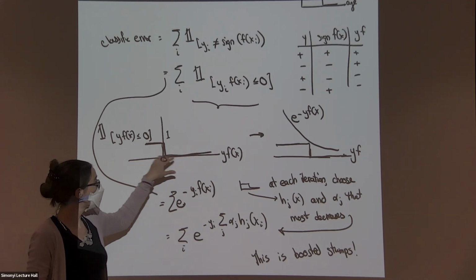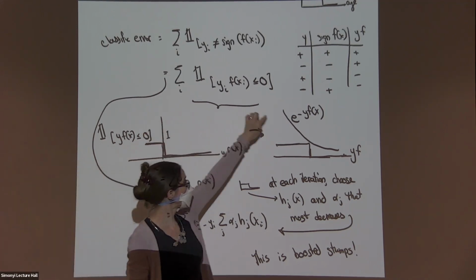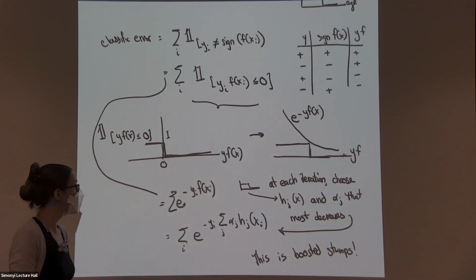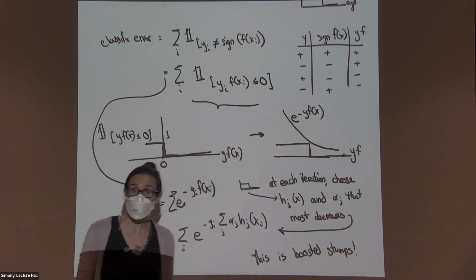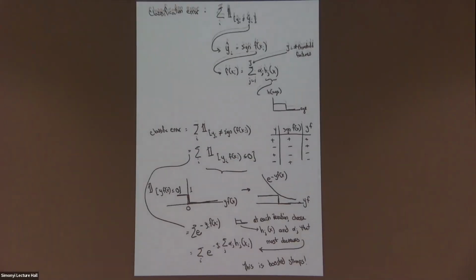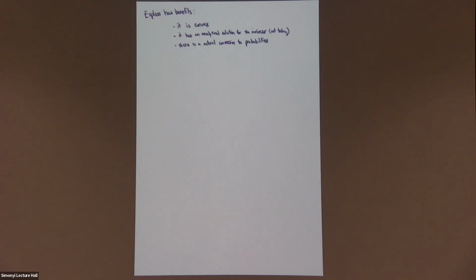So what we did was we upper bounded that by an exponential loss, e to the negative y times f. This exponential loss is the loss that's used in boosting. It's one of the most popular loss functions in machine learning. I happen to love this loss function. I use it all the time for everything, and there's a bunch of reasons why I love it.